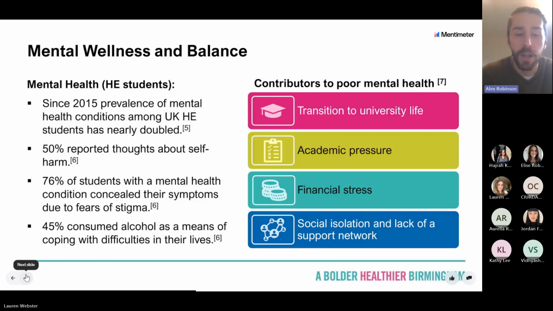There's lots of other significant health inequalities in this section as well, related to things like alcohol consumption, substance misuse, smoking and suicide. So I definitely encourage people to go and have a look at that. It's one of the main health inequalities for students. But now moving on to healthy and affordable food.